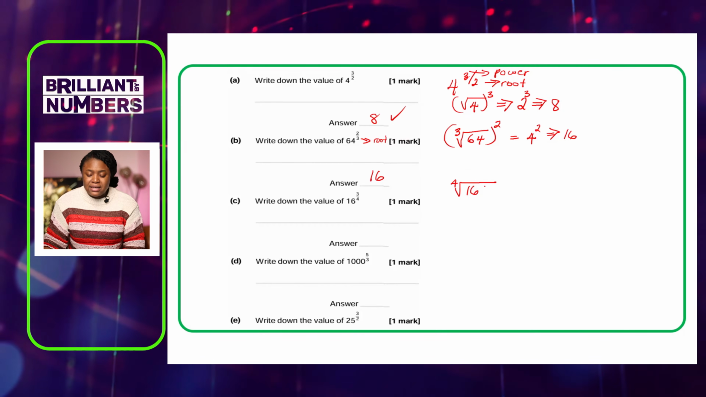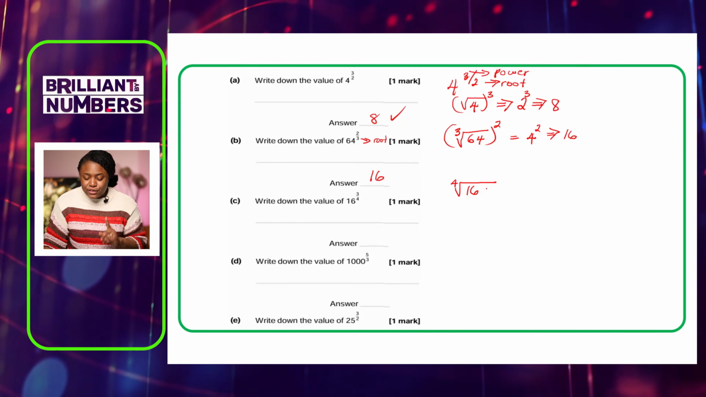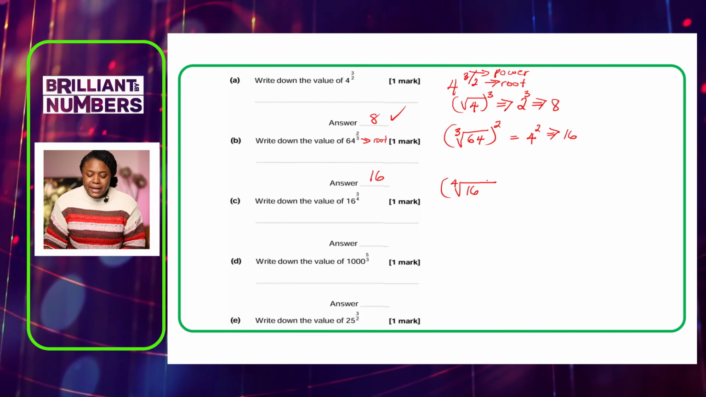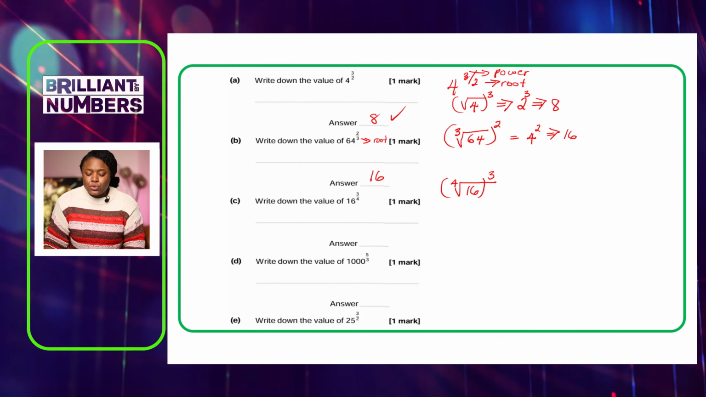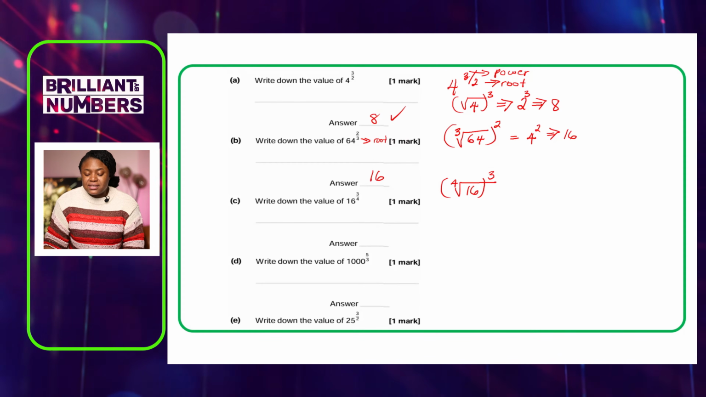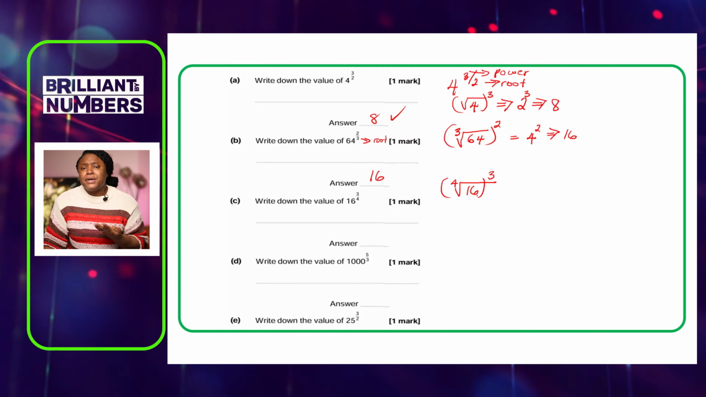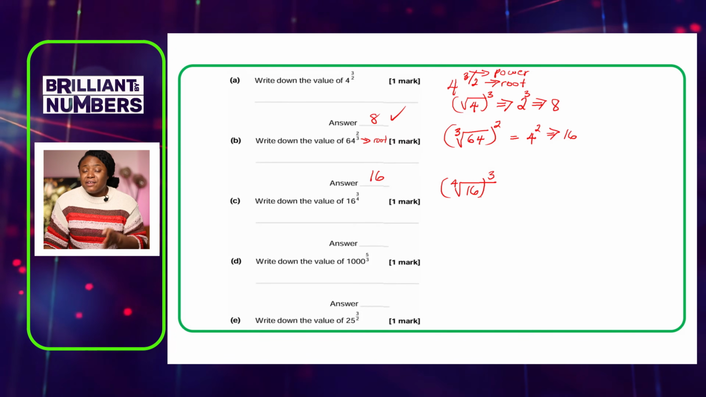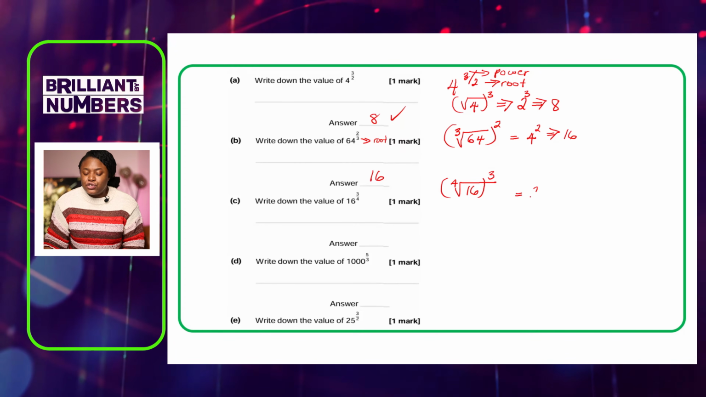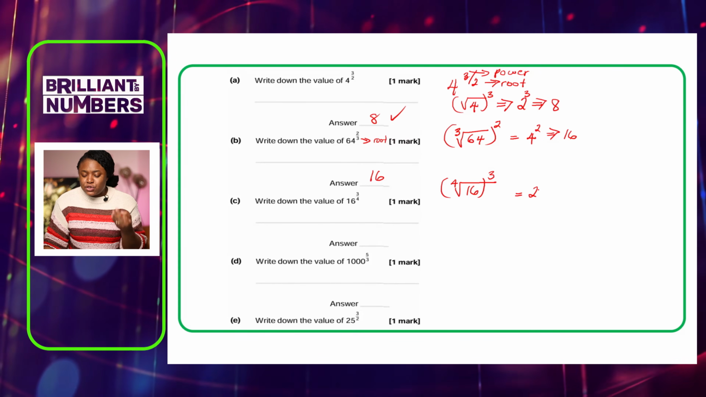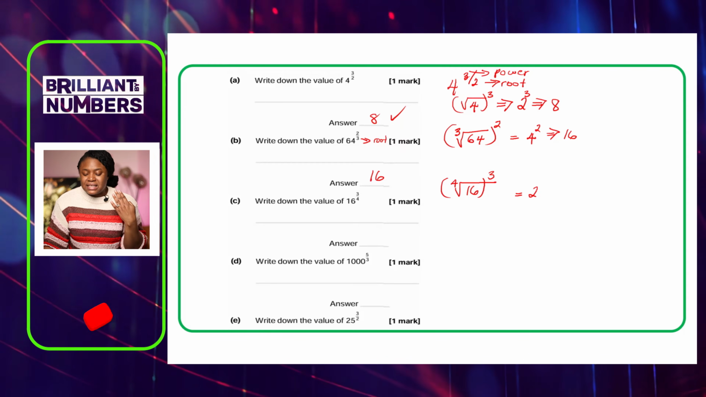So key indices concepts here that we have to remember. Then when we get our answer, we are going to cube that. So the 4th root of 16 means what number do I need to multiply by itself 4 times to get to 16? And the answer is 2. 2 times 2 times 2 times 2 gets me to 16.